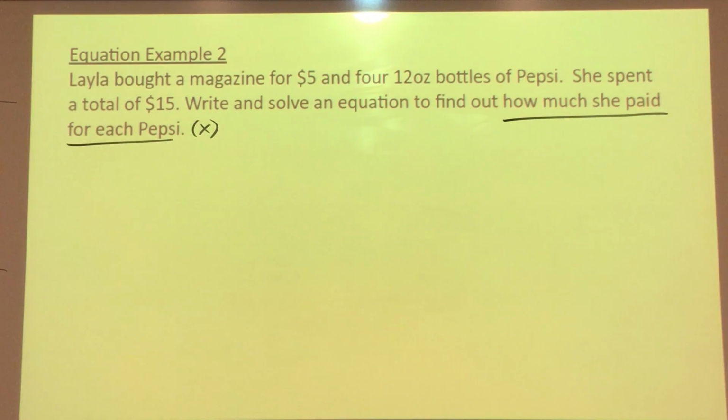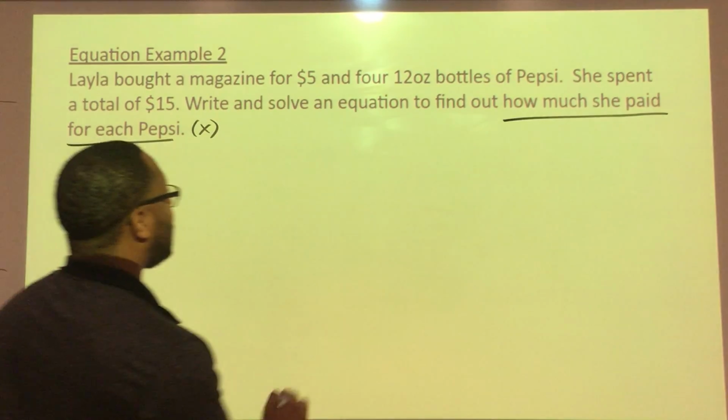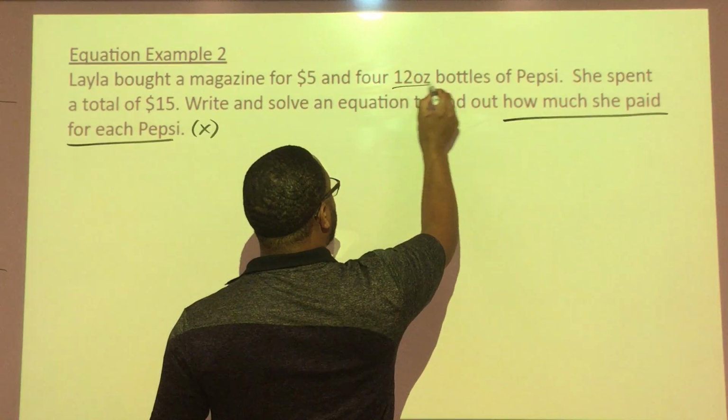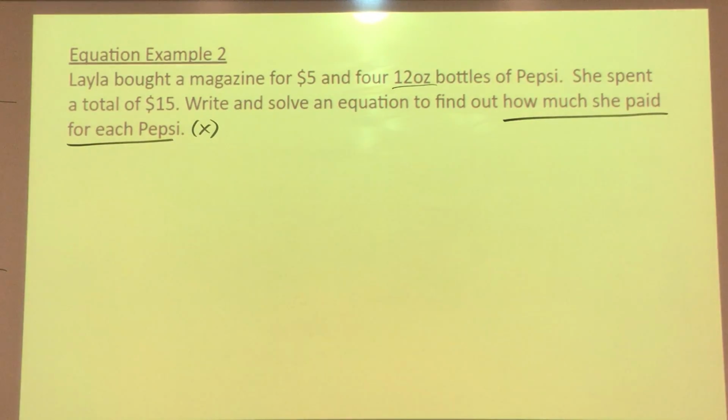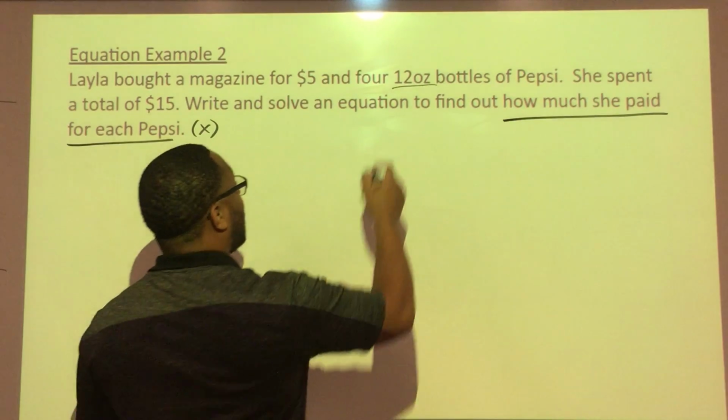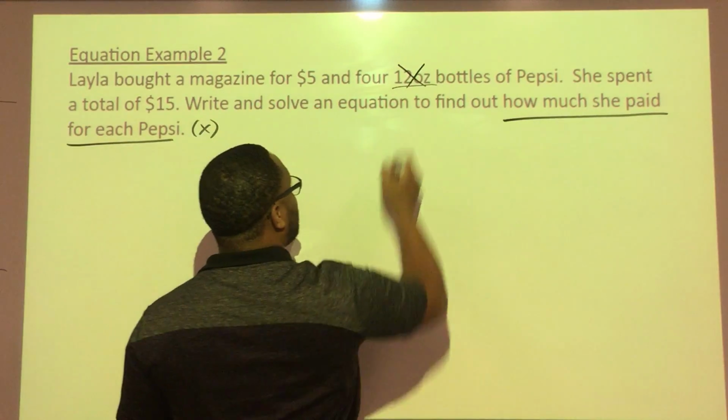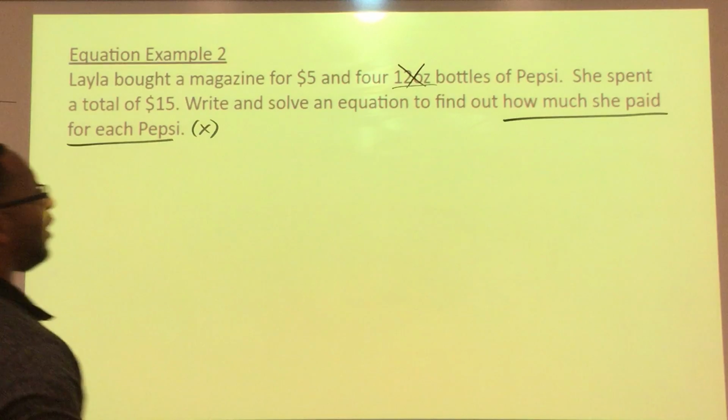Now, what other information did they give us that's closely related to how much she paid for each Pepsi? Well, this problem, they're trying to trick you a little bit because they threw in this bit of information, 12 ounces. But it's not important for me to know how much the Pepsis weigh because that has nothing to do with figuring out how much she paid for each Pepsi. So I can put an X through that. That's just an extra number that's there to throw me off.